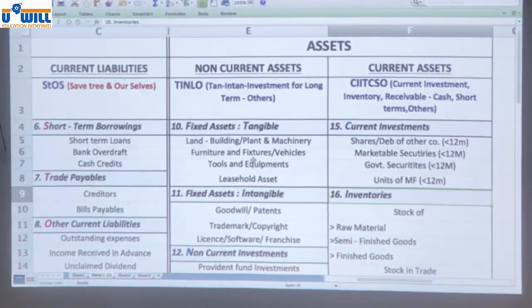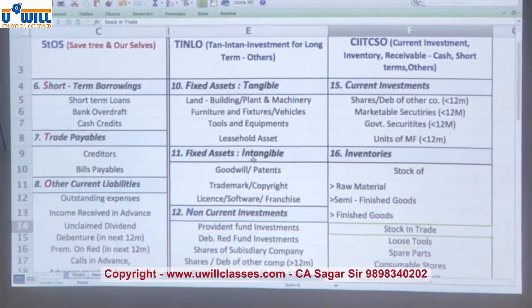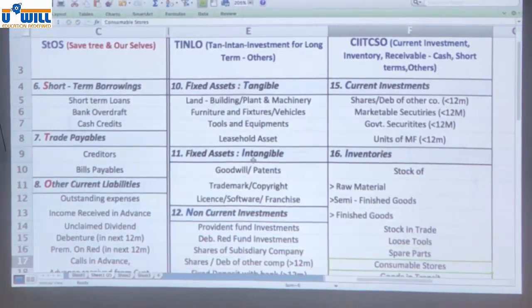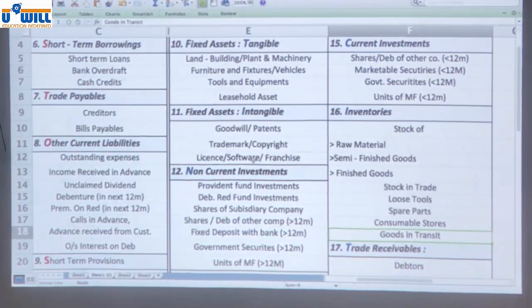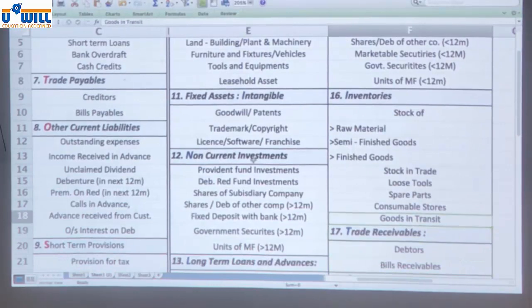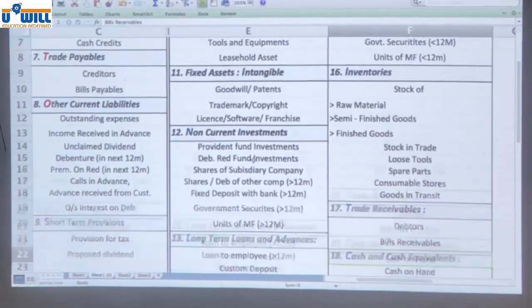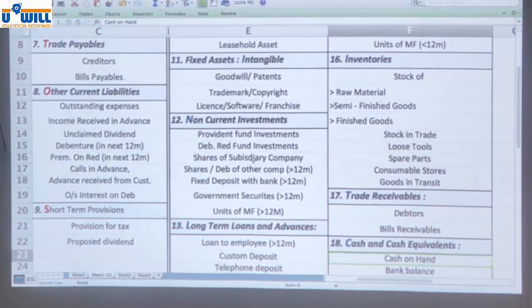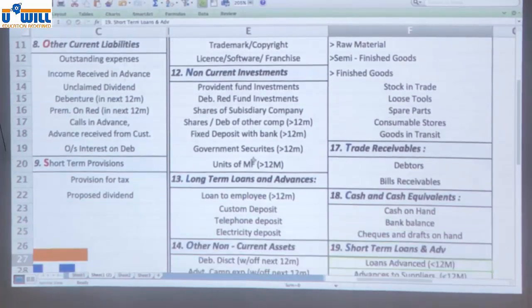Our goods, so the goods that remain with us, what remains with us? Stock of raw material, semi-finished goods, finished goods, stock in trade, then loose tools, spare parts, consumable stores and goods in transit. Okay, trade receivable. What will come in trade receivable? Debtors and bills receivable. In cash and cash equivalents you have cash on hand, you have bank balance, but you also have checks and drafts on hand.